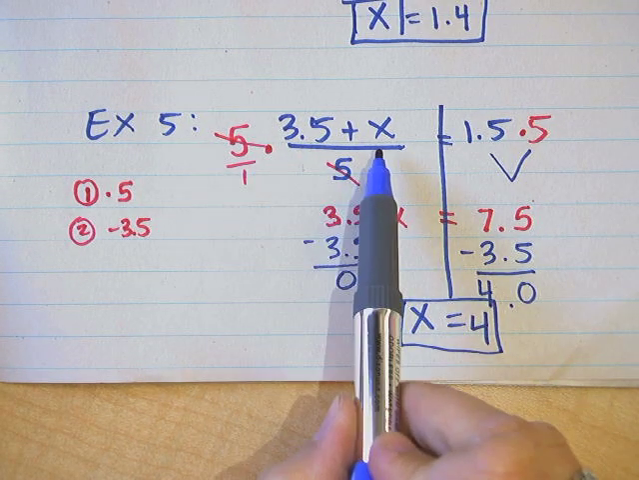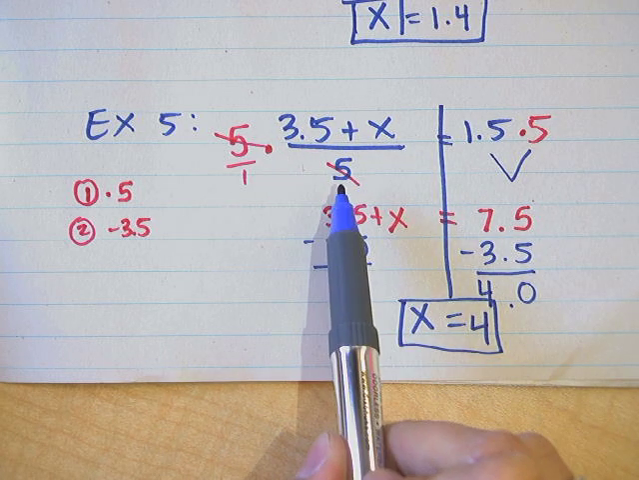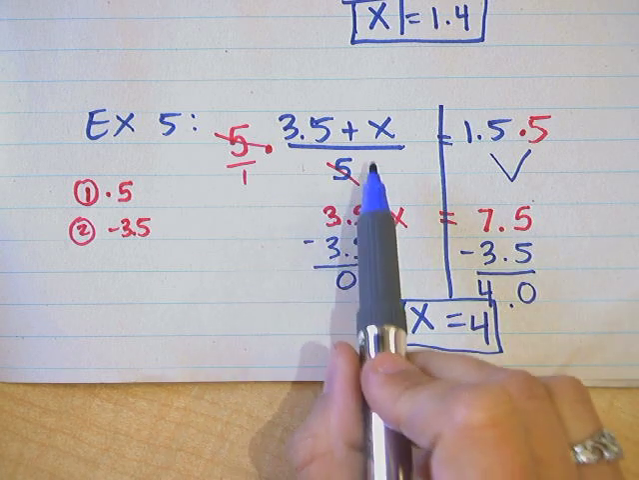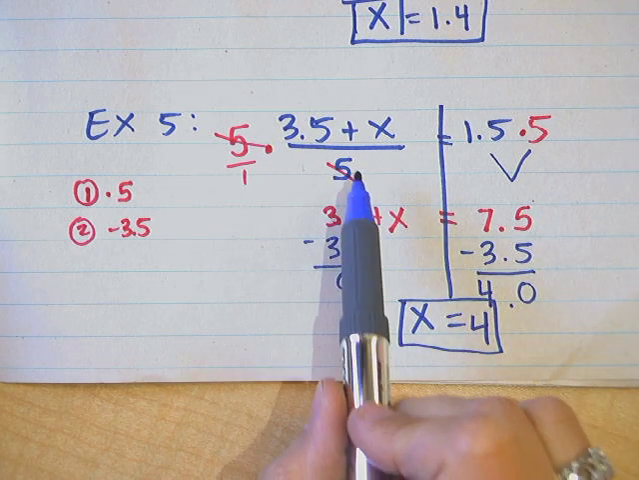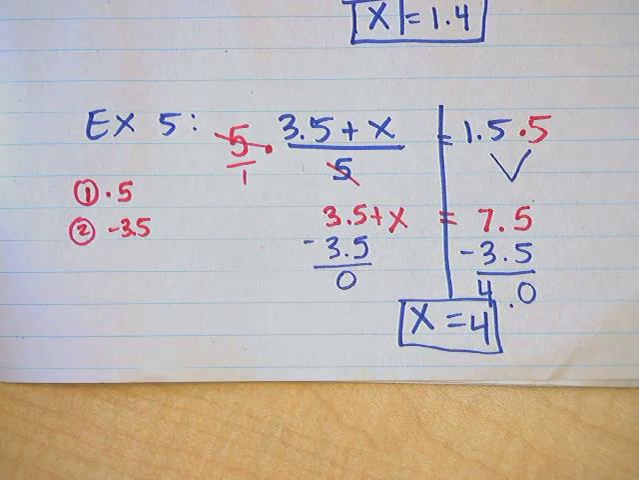Now this is a special case. When you have division of an entire expression and not just one number, you want to eliminate that first. Even though it's not part of the solving step, this is considered a simplifying step. So we're simplifying by getting rid of this 5. And that's it for solving two-step equations.